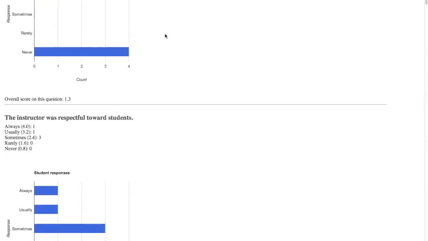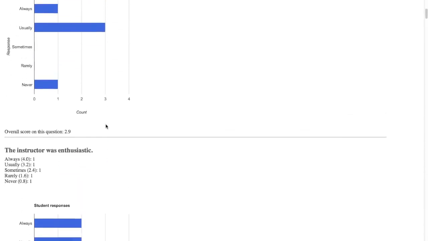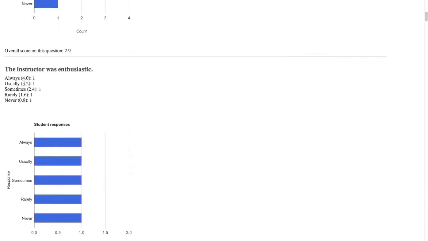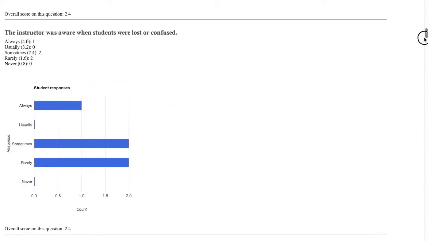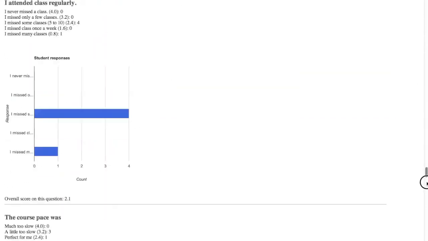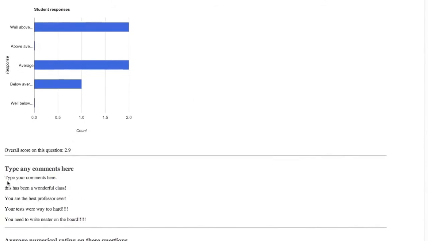Here's about the expectations. Here's the question about being respectful, and so on and so forth. It goes all the way down, and for every one of the questions here, again, you get the numerical breakdown, a histogram graph, and an overall GPA average for that question. And if you scroll all the way down to the very bottom of all the questions SAIL presents here, you can see the free response answers in there as well.